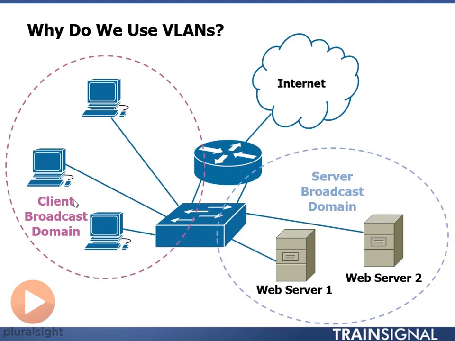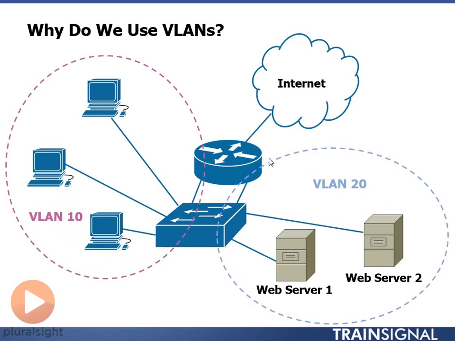We have our client broadcast domain. We have our server broadcast domain. They're each hooked up to separate interfaces on our router, and yet we only have it connected to one switch. So how do we keep the broadcast messages from the client broadcast domain from reaching the server broadcast domain? This is exactly where we use VLANs. What we do is we assign VLAN 10 to the switch ports that are connected to our clients, and we assign VLAN 20 to our switch port that is connected to our servers.